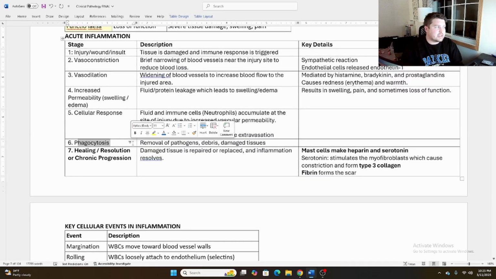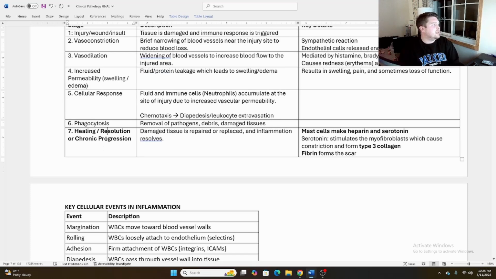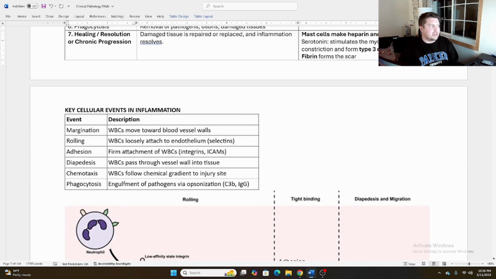Phagocytosis is the next step, removing the pathogens, debris, and damaged tissue. And then we get healing, resolution of it. We repair or replace the damaged tissue, and we're done with inflammation. Or we can move on into chronic situations where we end up having recurring and constant inflammation for long periods of time, which we'll talk about again in a little bit.